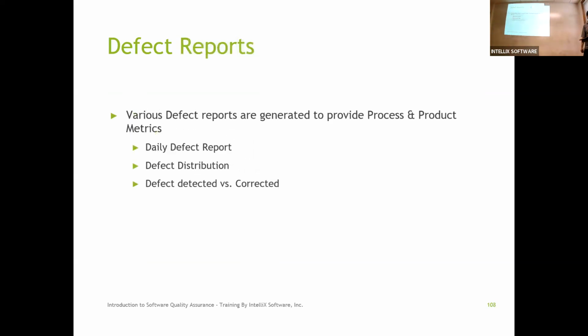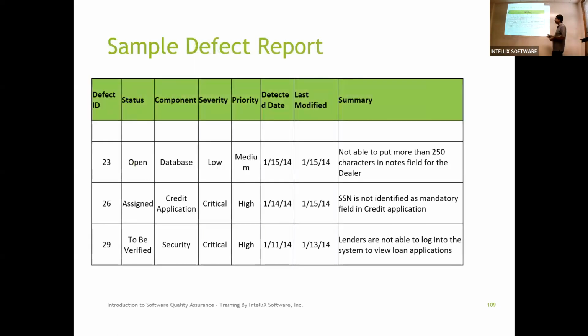Now, in terms of reports, the defect reports, you can look into how many defects I'm generating on a daily basis, how many are fixed, what the distribution is, right? How many defects are in managed lender versus managed dealer versus login module? So if there are multiple components, you can say it's defect by components and identify what is detected versus corrected. Here is an example.